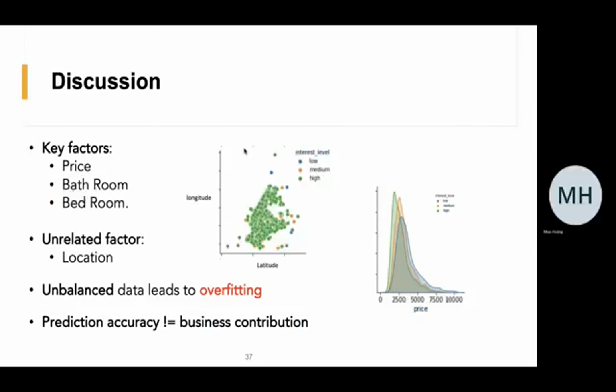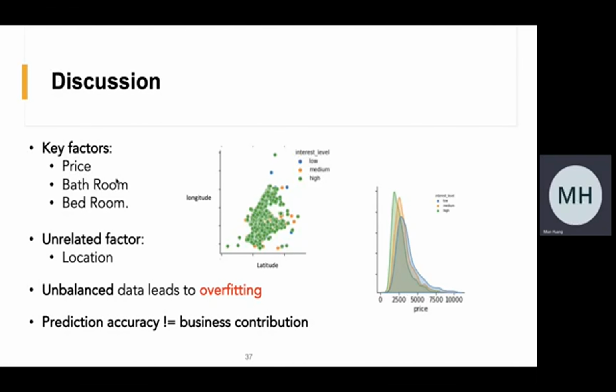Like we discussed before, the unbalanced data may lead to overfitting, like in the K nearest neighbors or support vector machine methods. And we also identified some key factors: price, bathroom and the number of bedrooms.